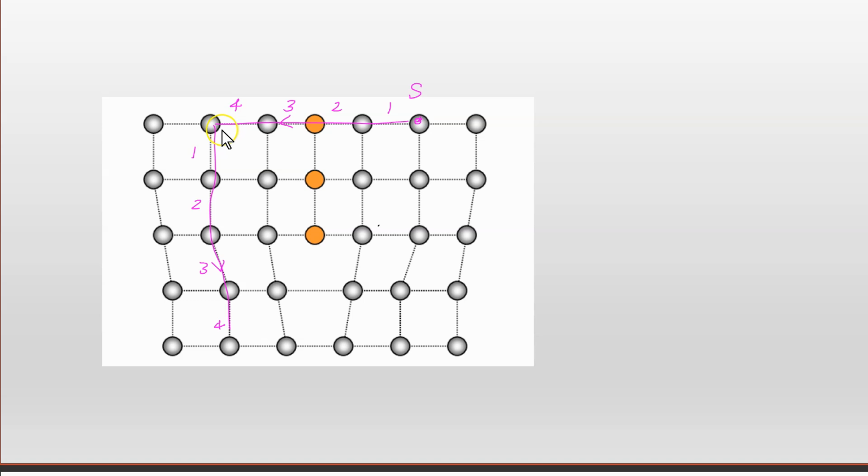As I went across to the left by 4 steps, I want to go towards the right by 4 steps: 1, 2, 3, 4. As I came down 4 steps, I want to go back up 4 steps: 1, 2, 3, 4.